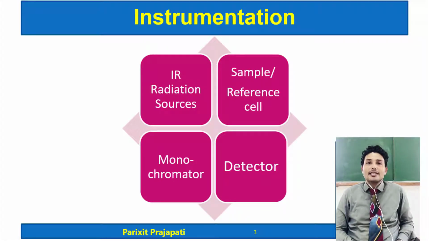IR radiation sources are the source of IR radiation. There are various types of radiation sources. In detail, for all components we have a separate session. So in this session I am not going into much detail about the components, because here our point of discussion is how dispersive IR spectrophotometer works. Sample and reference cell are used to place a sample or reference compound, then a monochromator system is there, then a detector to detect the IR radiation.